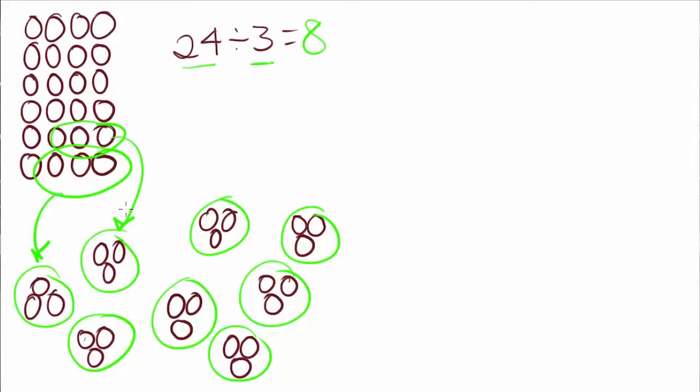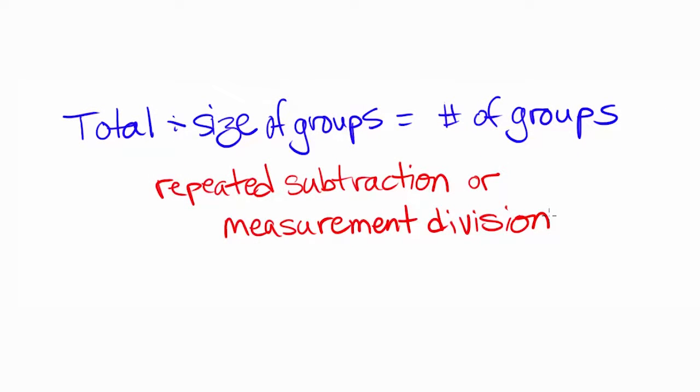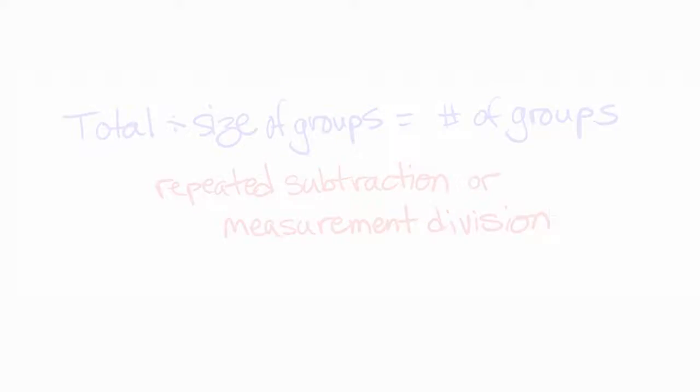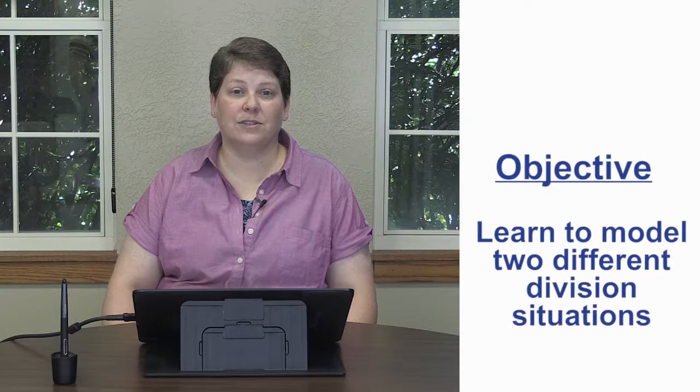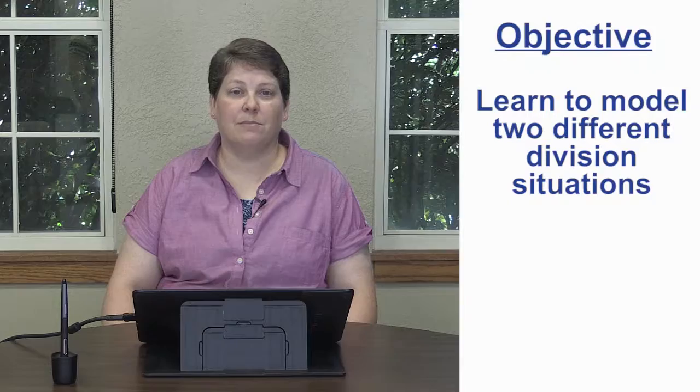This works when you know the total number of items and the size of the group, but don't know how many groups. We looked at 2 division situations in this lesson. In the first situation, we knew the total and the number of groups and calculated the size of the groups. In the second situation, we knew the total and the size of the groups and calculated the number of groups. Our objective for this lesson was to learn to model 2 different division situations. We accomplished this by modeling partitive division and measurement division.